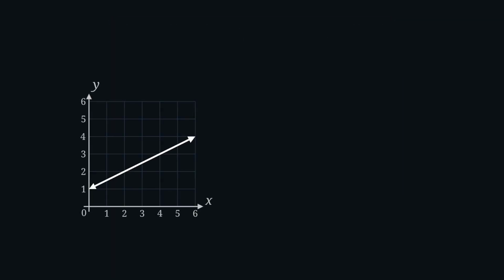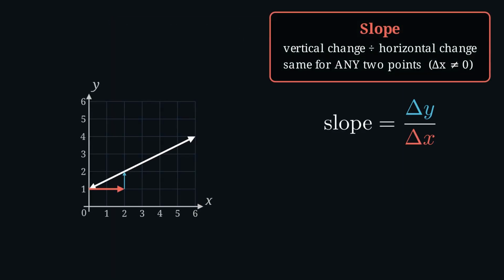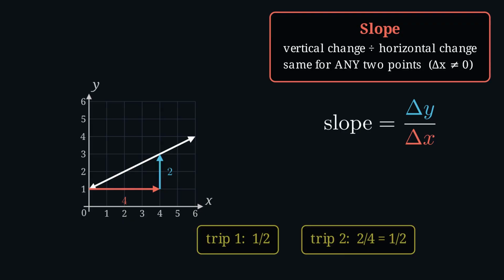Here's the definition. The slope of a non-vertical line is the ratio of the vertical change, delta y (delta means change), to the horizontal change, delta x, for any two distinct points on the line. Both changes measured along the same trip. And the card promises the ratio is the same whichever 2 points you choose.